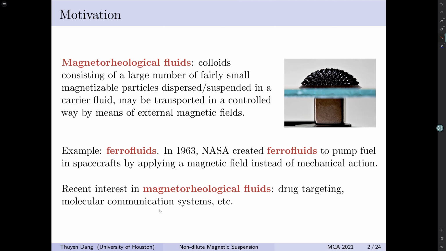In general, the most important application of those fluids comes from the fact that we can control their effective viscosity with an external applied magnetic field. For example, as you can see in the picture, magnetorheological fluid can even solidify in the presence of a magnetic field. And so in order to control the fluid effectively, we need a mathematical model.